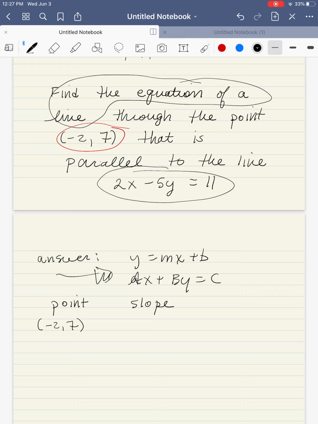I'm given some other line. This isn't the line we're looking for. This is some other line. But I know that my line is parallel to this line. So I know that my line has a slope that is the same as this line, because parallel lines have the same slope.